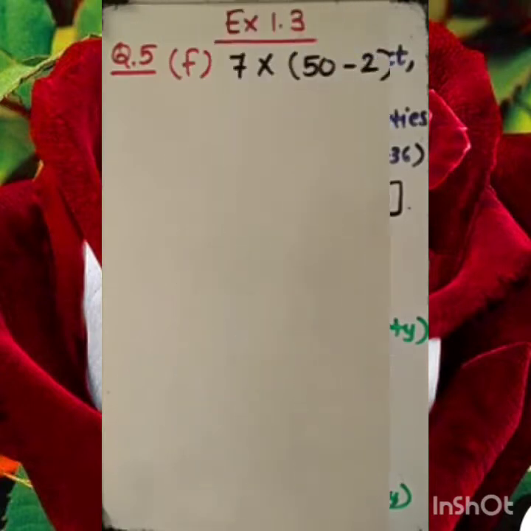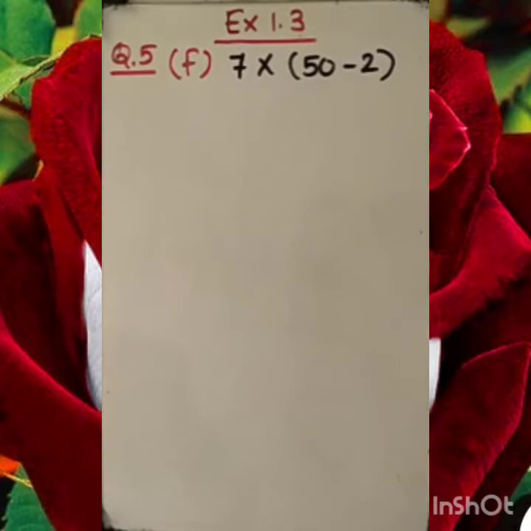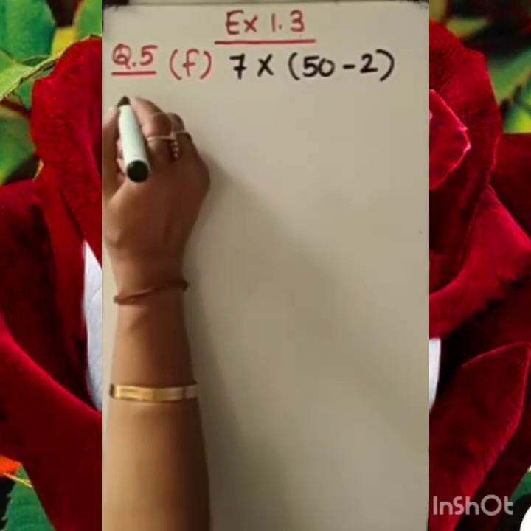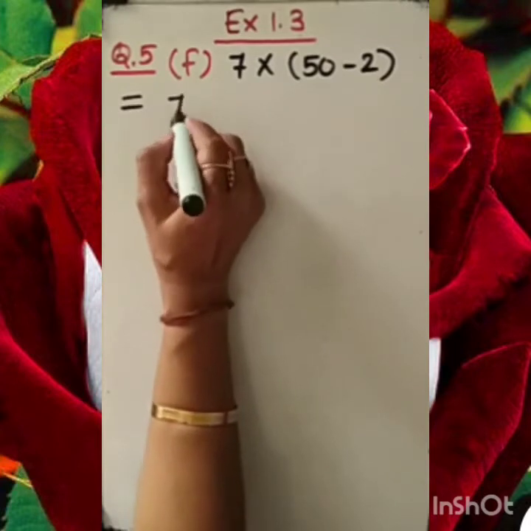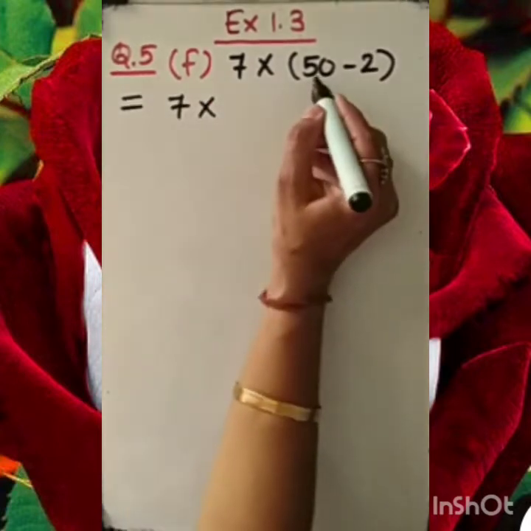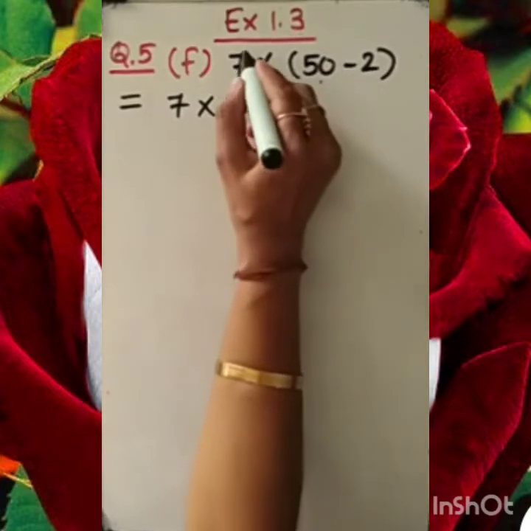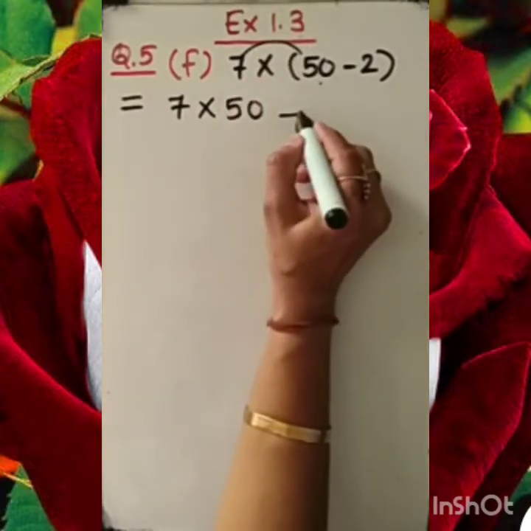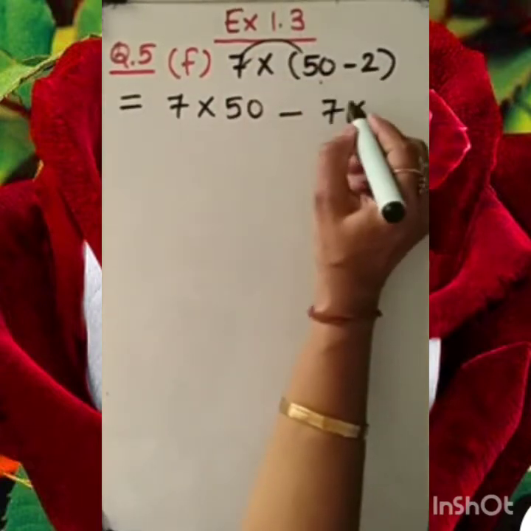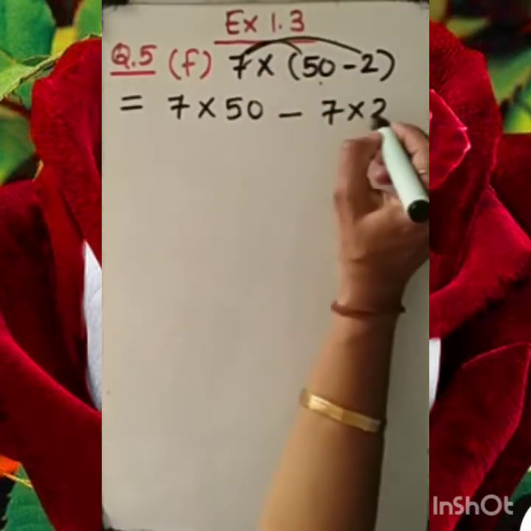Okay, dear student, exercise 1.3, question number 5. The same question: find the product using suitable properties. Okay, part F of question number 5 is 7 into 50 minus 2. Now how to work out upon that? Very simple. Look at your screen. We need to multiply 7 with the first term here, 7 into 50, minus 7 into the second term, that is 2.